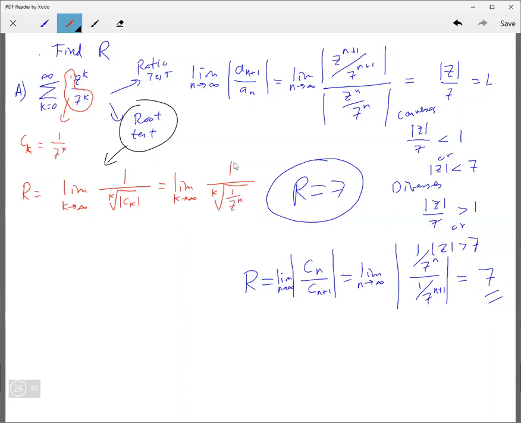Now, what's the kth root of 1 over 7 to the k? Okay, so that ends up being 7. So again, you get the radius is 7 either way. This is the root test, and this is the ratio test.